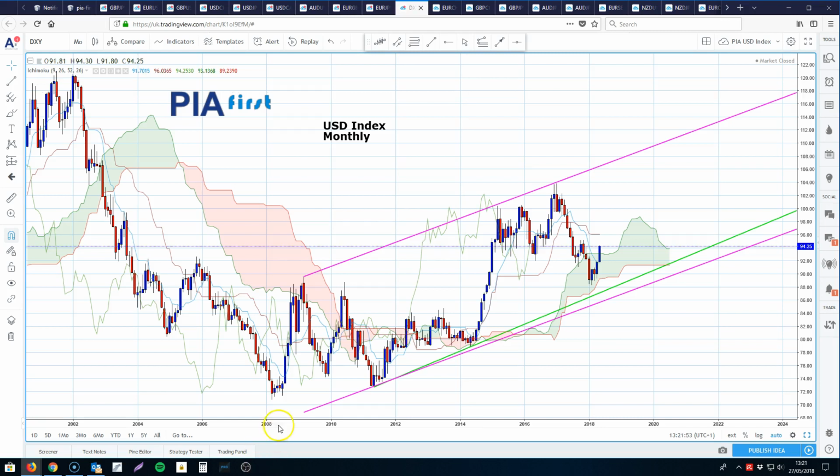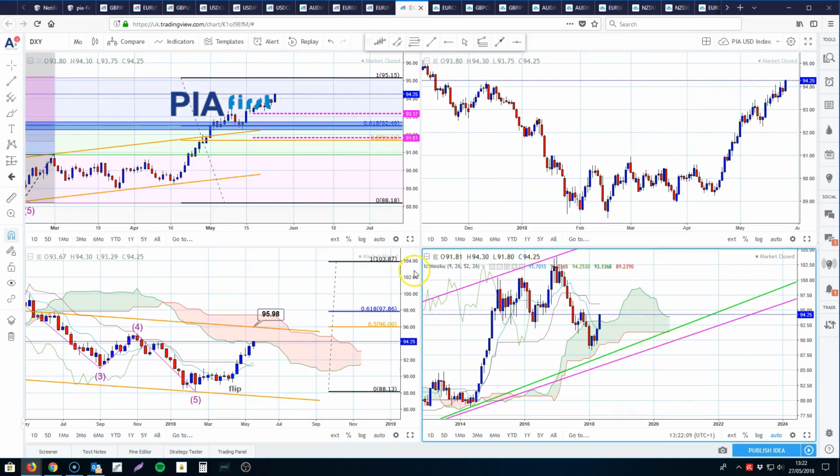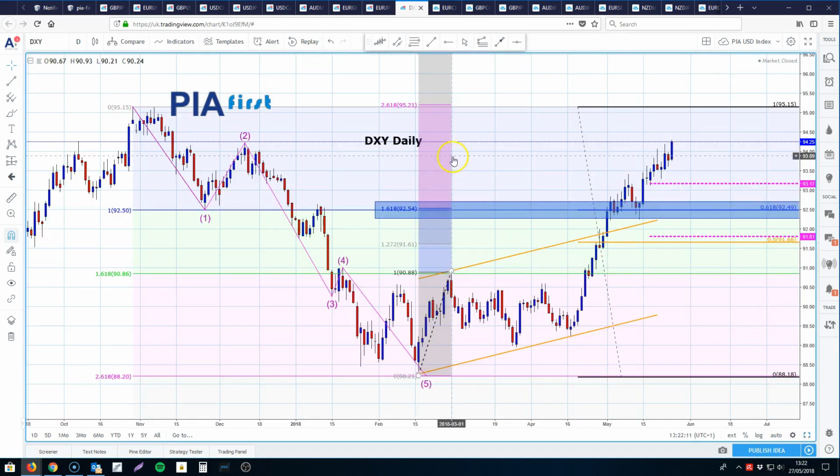Here we can see that since the lows of 2008 we've been in a bullish channel formation. We've broken the Ichimoku cloud to the upside. There's no clear indication that this rally is coming to an end in this time frame. If we go to the daily chart, here we can see that we've had a 5-wave Elliott wave complete around about 88.21. We then had a period of consolidation, and then we've had this impulse move to the upside. Now, there's no clear indication that the rally is coming to an end.